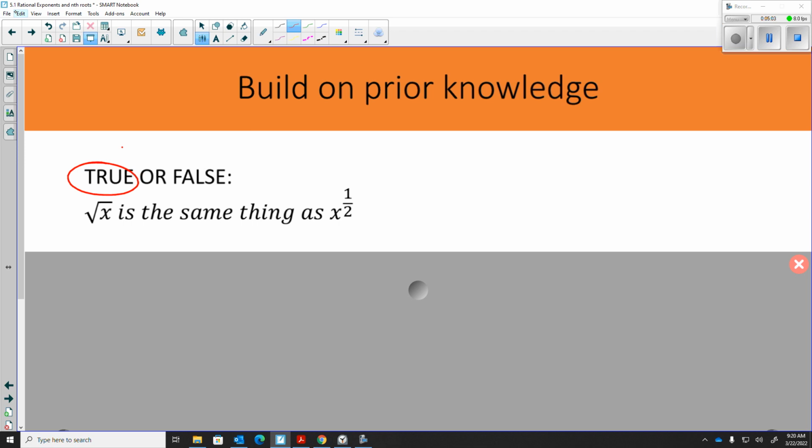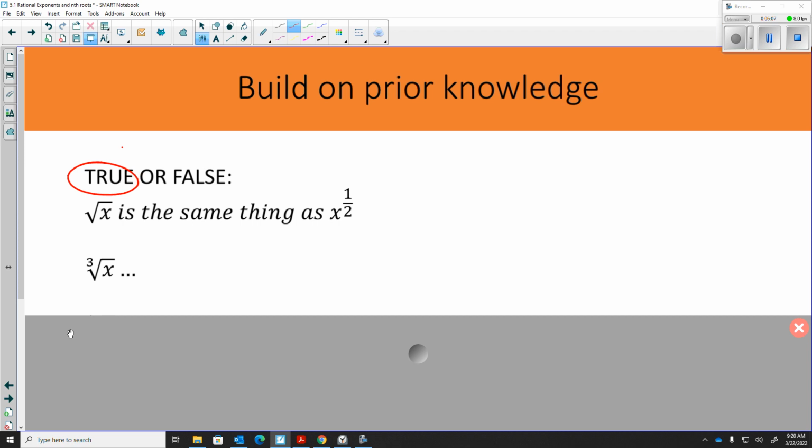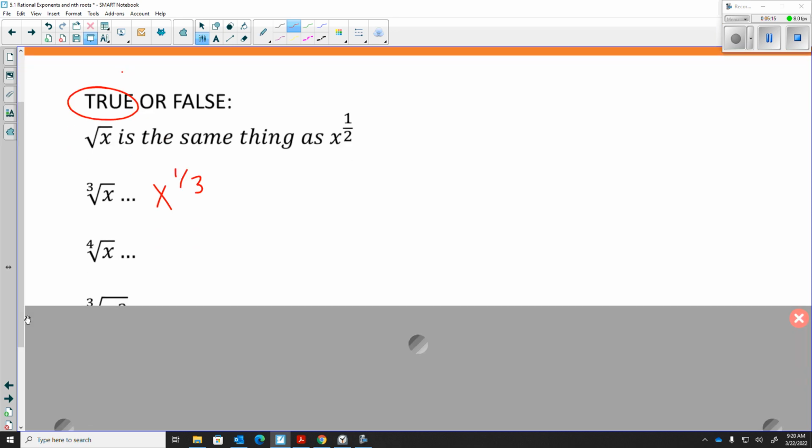You can interchange other things too. What if you have the cube root of x? What do you think it is? It is x to the 1/3. You might see how this works now. What about the fourth root? Oh my gosh, it's crazy. Whoa, what about that?